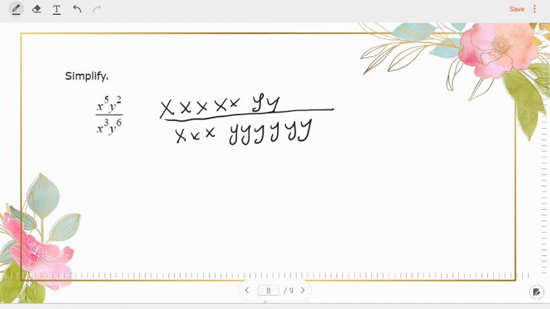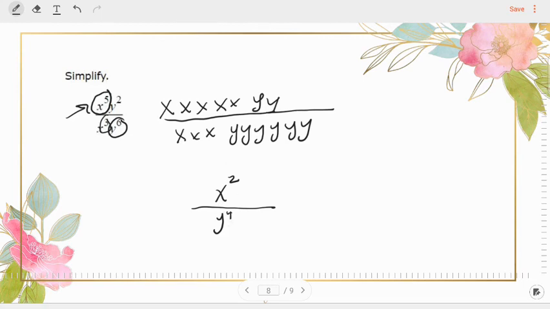Now I'm going to make a prediction before I solve this problem. I see that there's more x's in the top, so I think I'm going to have x variables left over in the top, and I have more y's in the denominator. 6 is bigger than 2 in the denominator. I'm going to try my subtraction rule. 5 minus 3 is 2. Since the bigger amount is in the numerator, I'm going to write the x. There should be 2 left over. There's more y's in the denominator, and 6 minus 2 is 4.